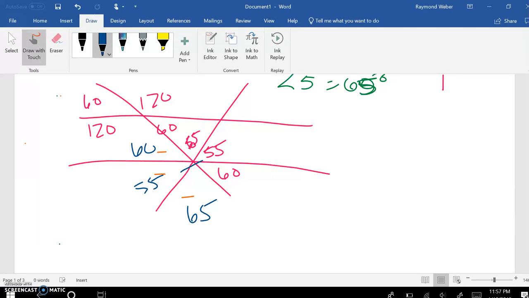I also know that those three have to be 180. Then to come up here, I need 9 and 10. I'm going to use my alternate exterior angles, and this is 55. These are vertical angles. This is also 55. So there are all my 10 angles, and I found them all.